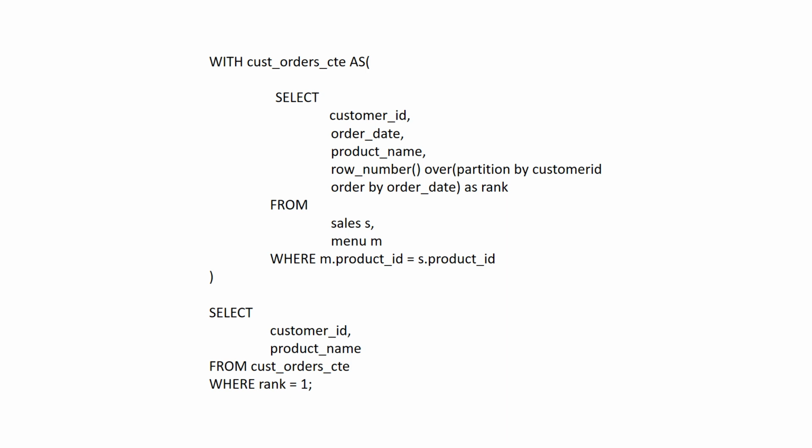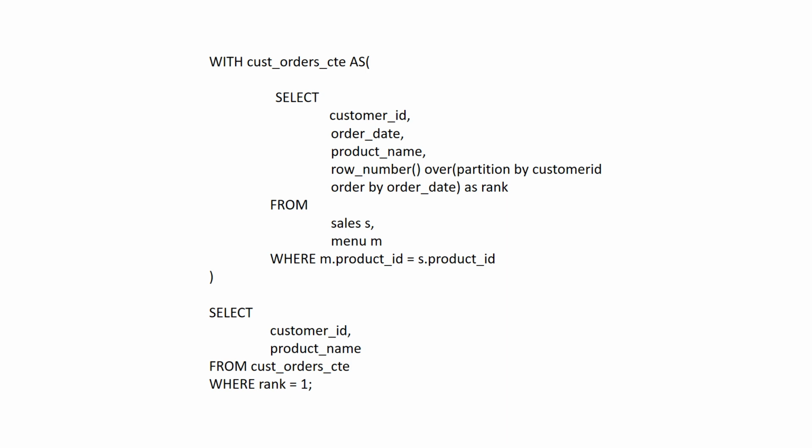So what is row number? Row number is a window function that assigns a sequential integer to each row within the partition. Over is a clause that specifies the window function framing, which determines how to group the rows. Next is partition by customer ID. This specifies that the rows should be partitioned or grouped by customer ID. This means that the window function will restart numbering from 1 for each unique customer ID.